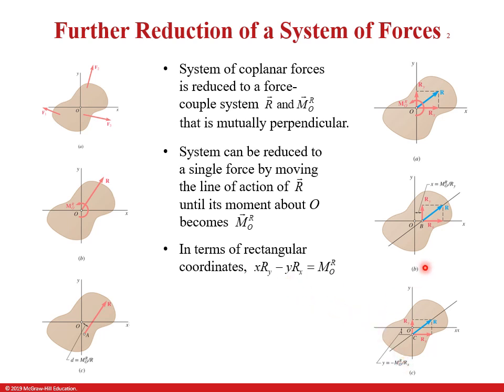So you've got two things going on. You can move the distance X, which is Ry. Ry is the one being moved, right? Ry is the perpendicular vector to the axis. And when you move a distance Y, Rx is the perpendicular distance. So in rectangular coordinates, you basically have the X distance times the Y component of the force, minus the Y distance times the X component of the force is the moment.